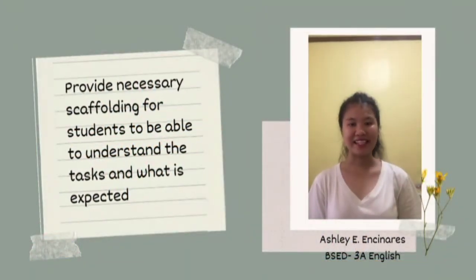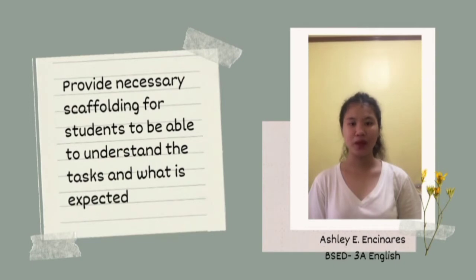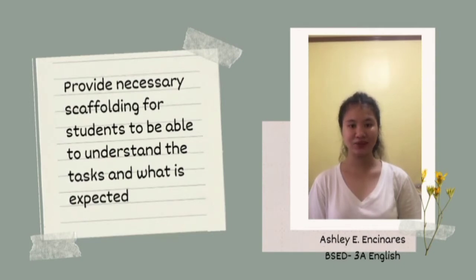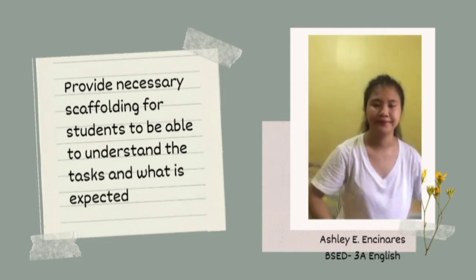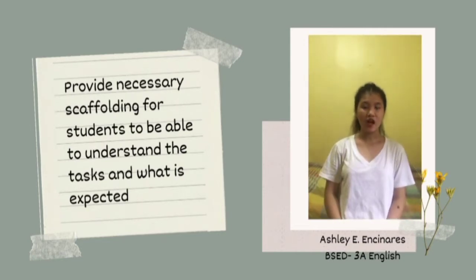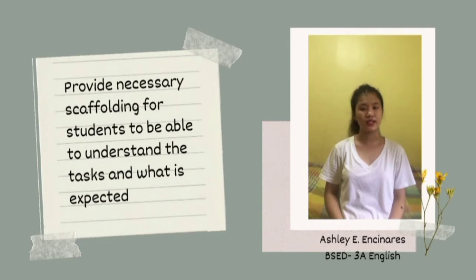Number four, provide necessary scaffoldings for students to be able to do the tasks and what is expected. Tasks often involve ambiguities and require students to experiment, gather information, or formulate. However, students need to have prior knowledge and skills in order to address the problem. For example, in a literature class, you can't tell your students to read 5 chapters of Hamlet, write an article about it, and submit it the next day. That is a big no-no. Having no safety nets or parachute is incorrect.